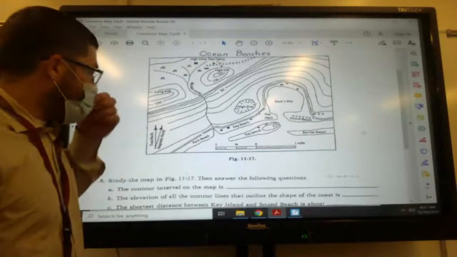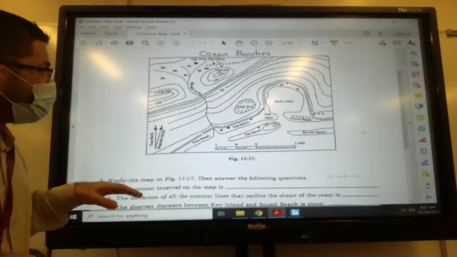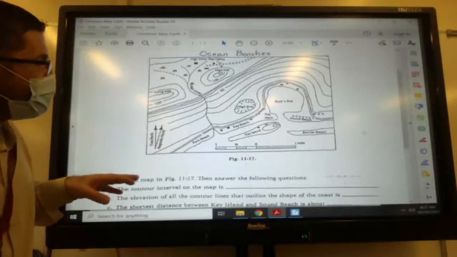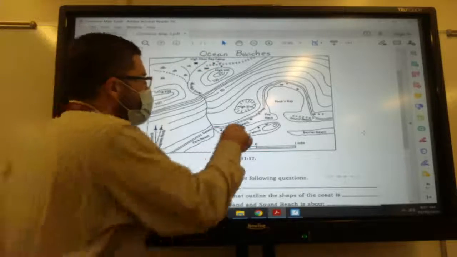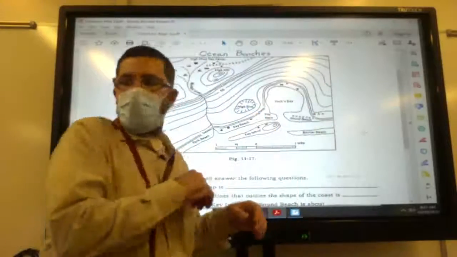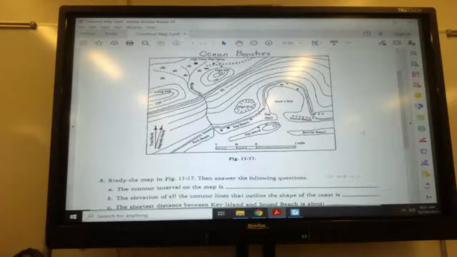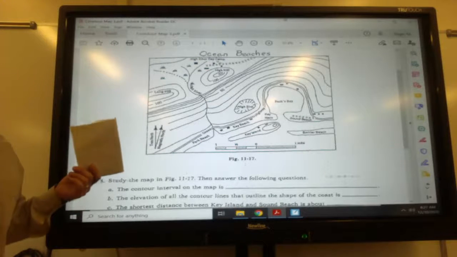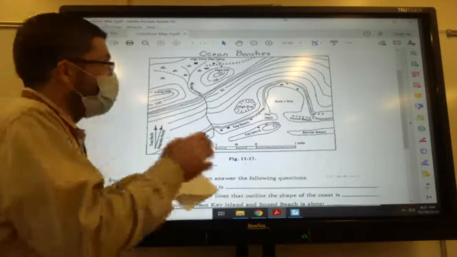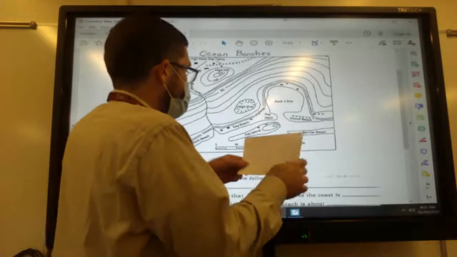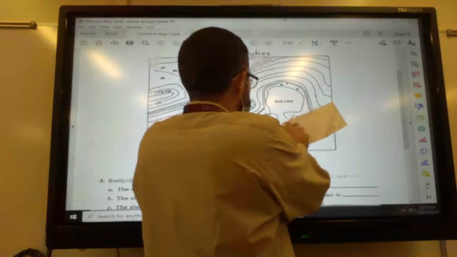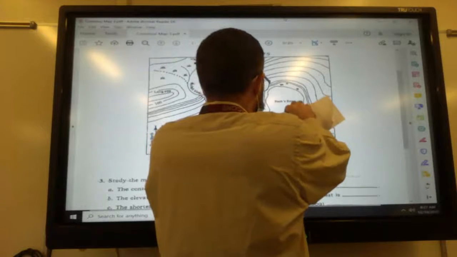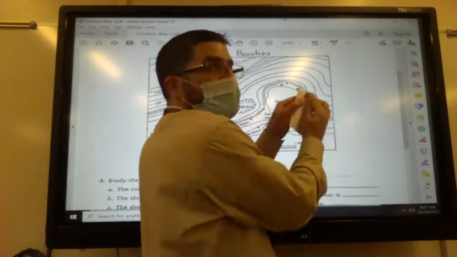All right, so this is asking you, what is the shortest distance between Key Island and Sound Beach? Here is Key Island, here is Sound Beach. So again, if you want to find the distance between 2 points, in the video they said you can use a piece of string, a piece of paper, a pencil, your finger if you want. So what I do here is take a piece of paper and put it at the edge of Key Island, and then the edge of Sound Beach, which brings me to this point on the piece of paper, right?